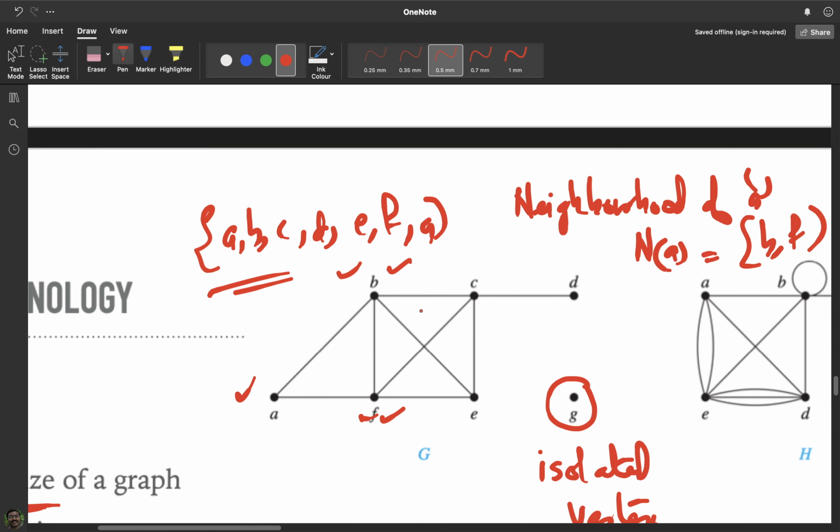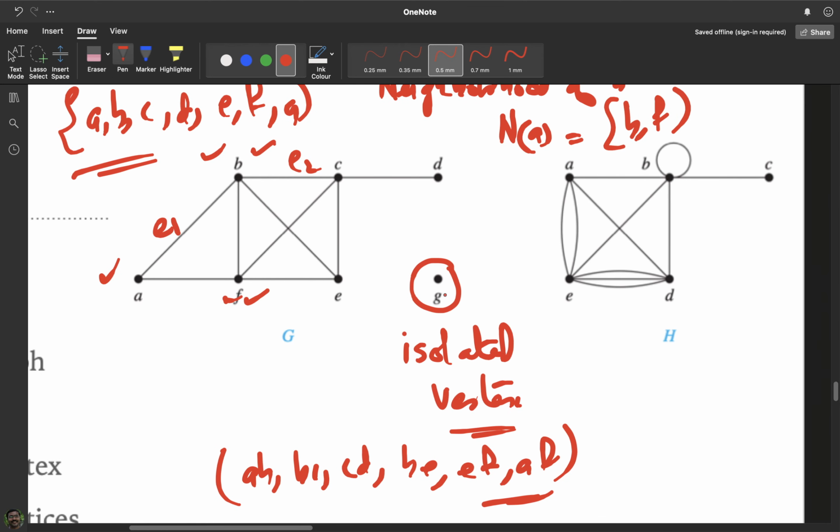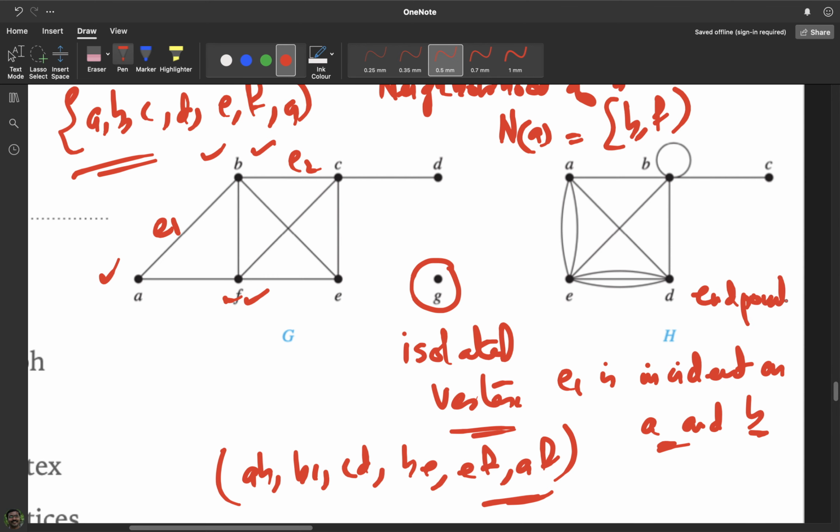Similarly, the neighbors of B would be A, C, E, and F. Is that clear? Now suppose I am labeling this edge as E1, E2. There is one more terminology which I would like to emphasize. We will say that this edge E1 is incident on A and B. So it is incident on A and it is incident on B, or we will say that A and B are the endpoints of E1. So very simple terminology.